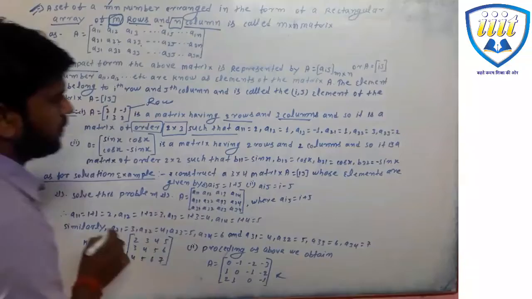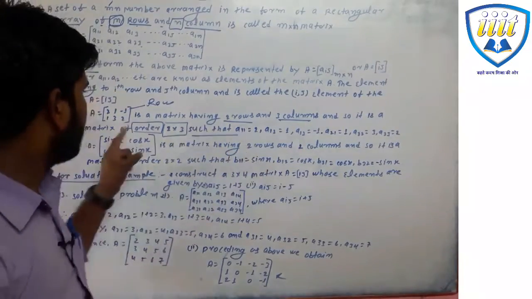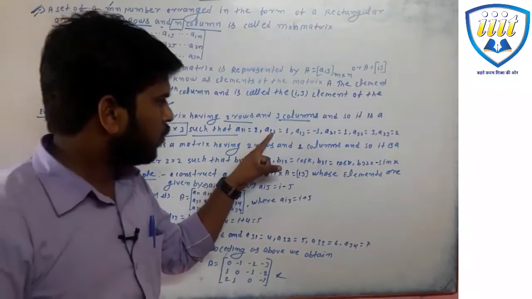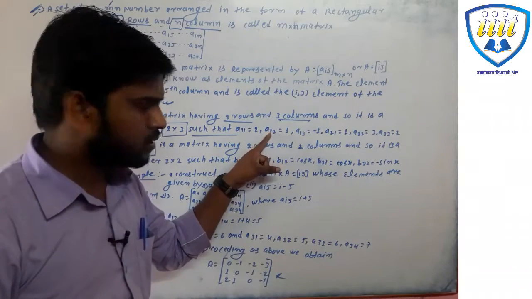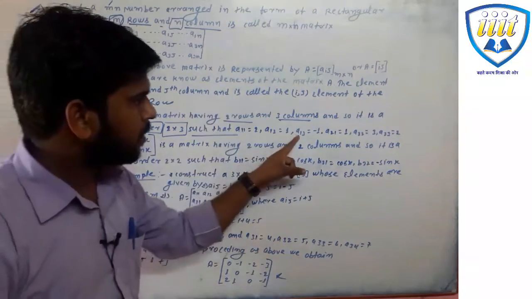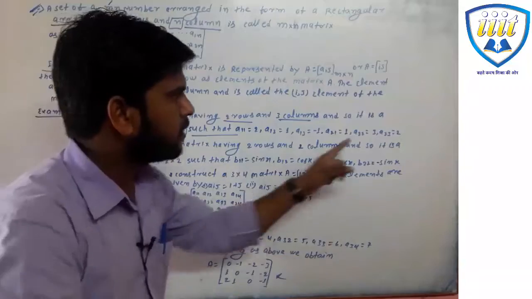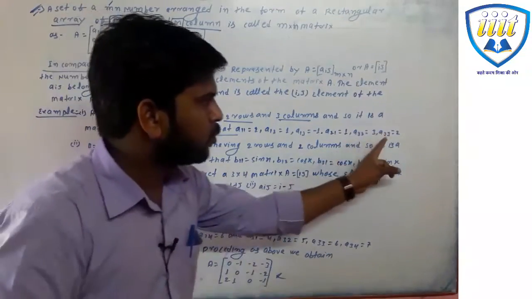a11 is 1 plus 1, a12 is 1 plus 2, then 1 plus 3, then 2 plus 1, 2 plus 2, and 2 plus 3.